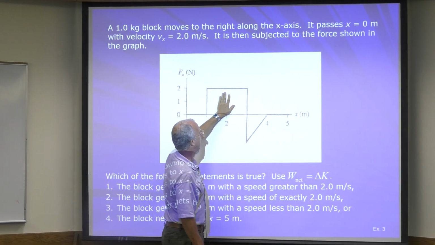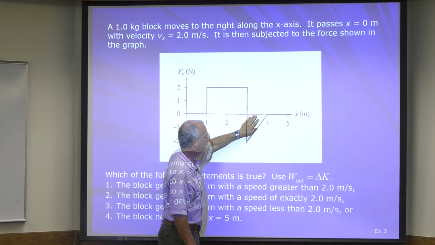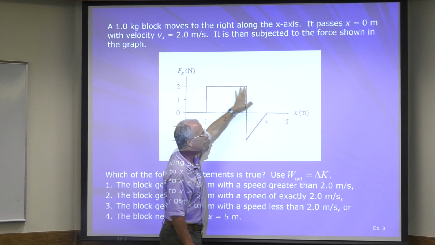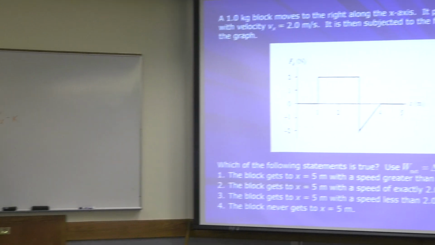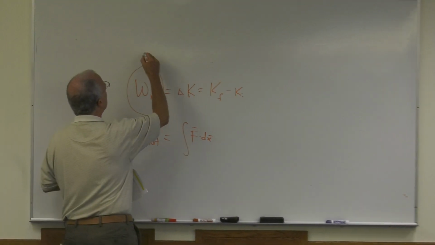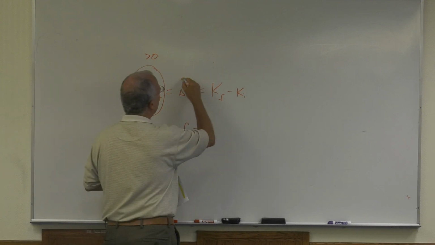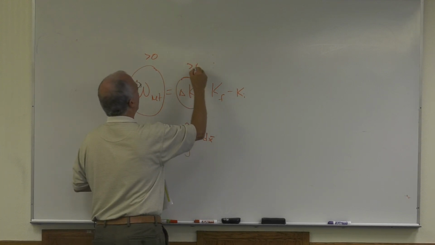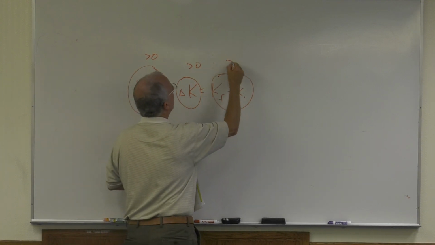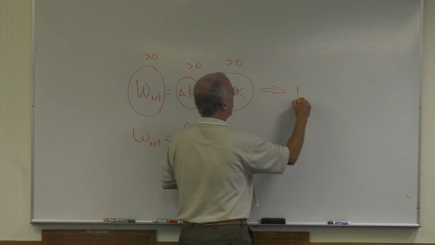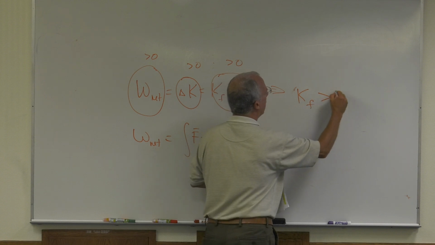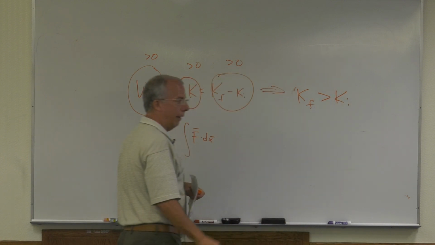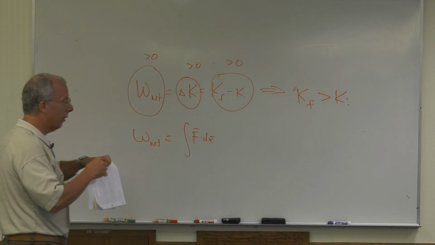Obviously, this area is larger than this area, so the total work is positive. If the total work, so this is greater than 0. That means that this is greater than 0. That means that this is greater than 0. That means that K final is greater than K initial. And that's all you really need to do, okay?